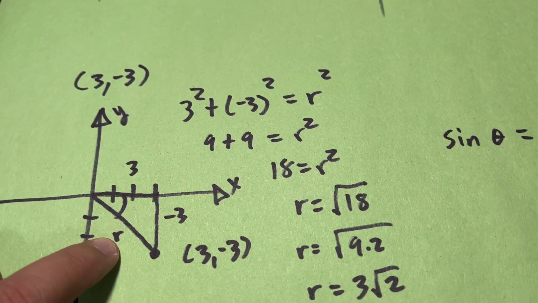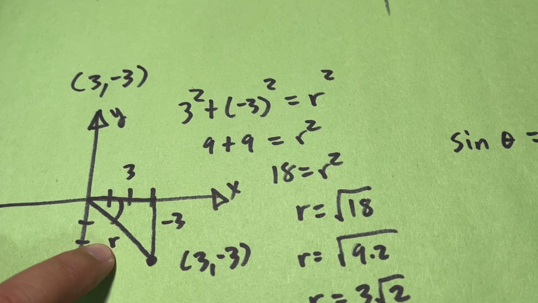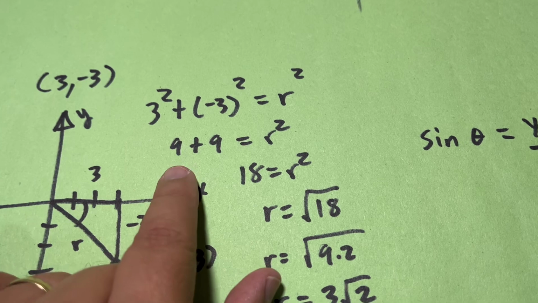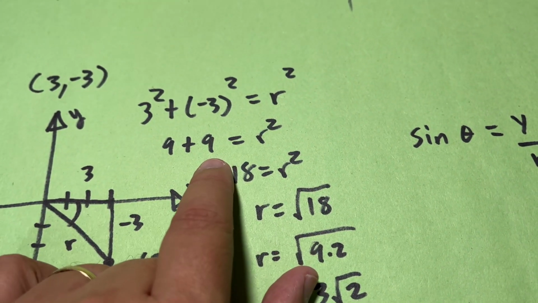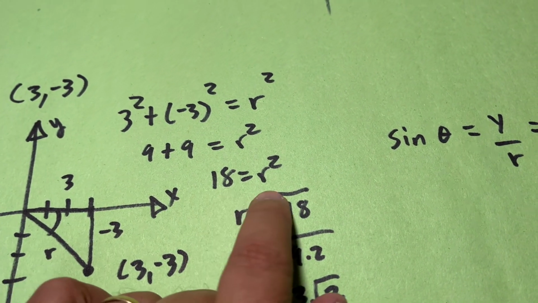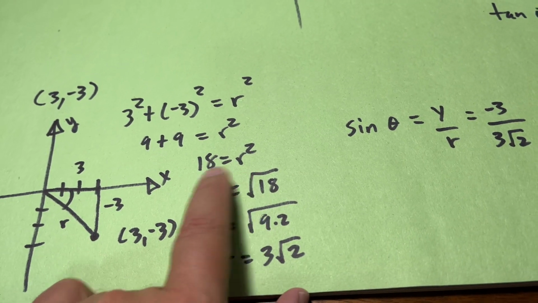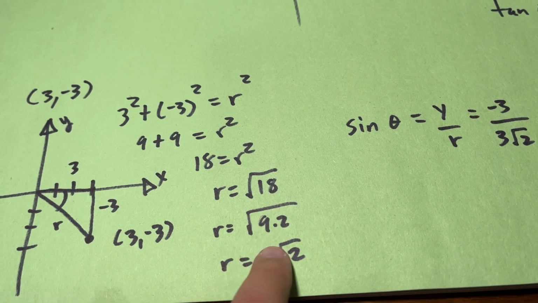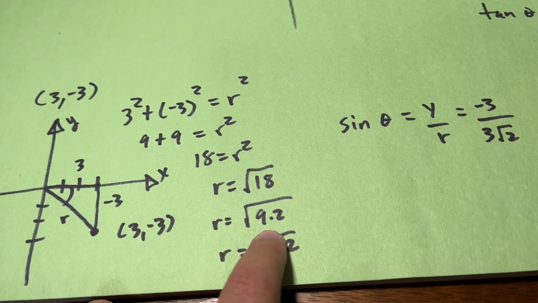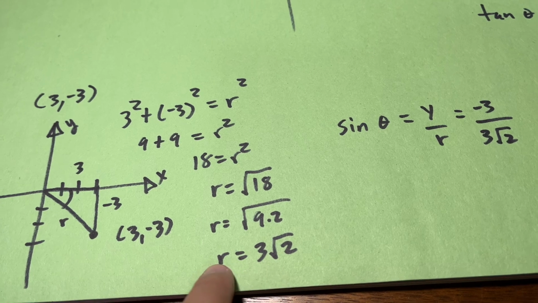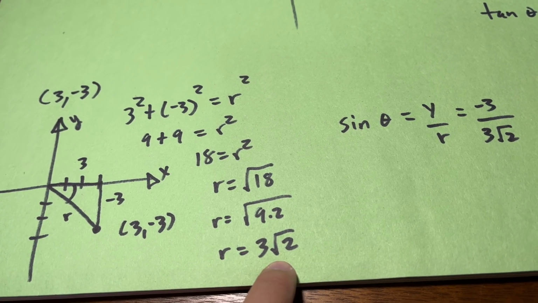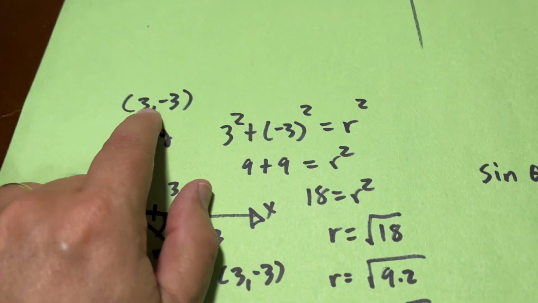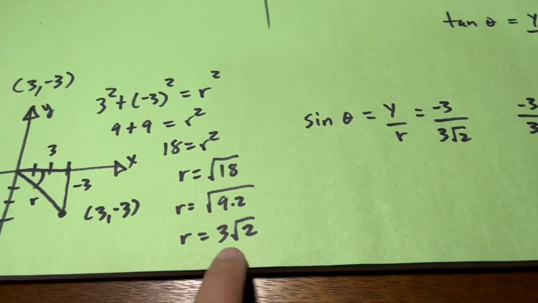So you're going to calculate r using the Pythagorean theorem. So a squared plus b squared equals c squared. I set that up here. 3 squared is 9, -3 in parentheses squared is also 9. That's 18. 18 equals r squared. You take the square root of both sides and you get the square root of 18. And you're going to simplify that like this. 9 times 2 is 18, and the square root of 9 is 3. So this r value is 3 times the square root of 2. So this is my x value, this is my y value, and that is my r value.